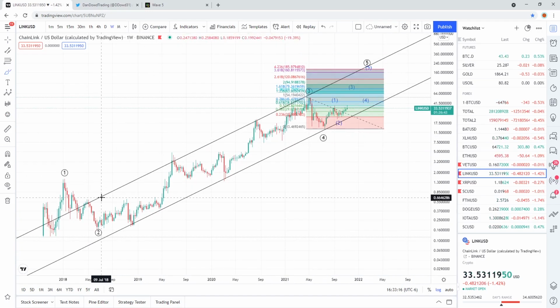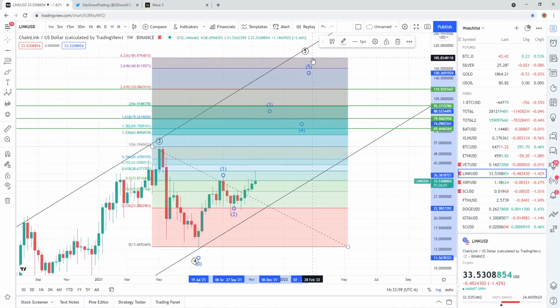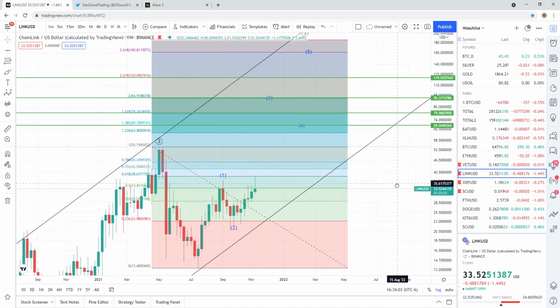Also, Chainlink's been in a very nice channel since 2018. You can see how much it's tested this resistance level. And you see all these big impulse waves tend to reach up to that level. So that would also be another confluence that if this thing is about to start going parabolic, it may find a top right around there. But like I said, if it doesn't reach all the way up to that 4.236, it may top in these Fibonacci retracement levels.